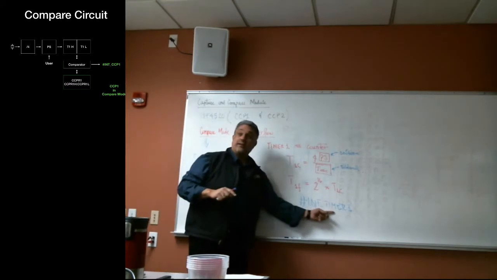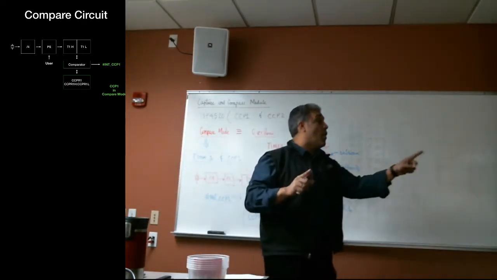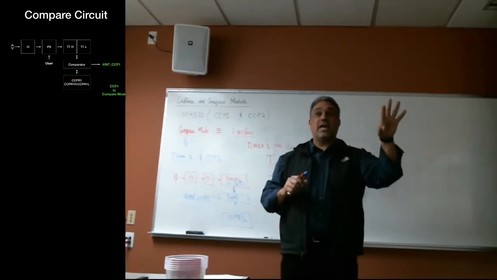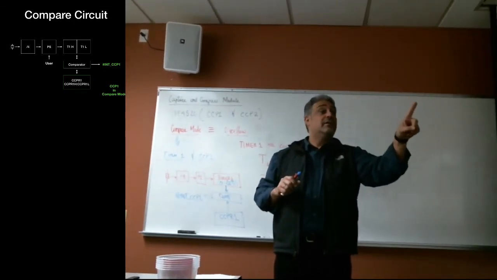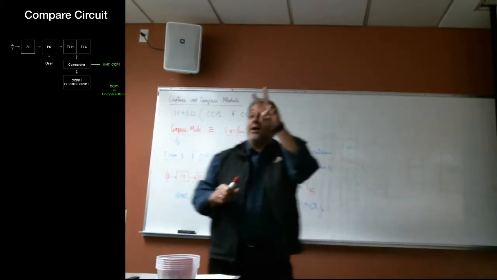In this other circuit, it's the other way around. What it does is say that I can't count anymore. I am about to go back to 0. Interrupt. See that? One is an overflow circuit. The other one is a compare circuit. All right? Now check this out.